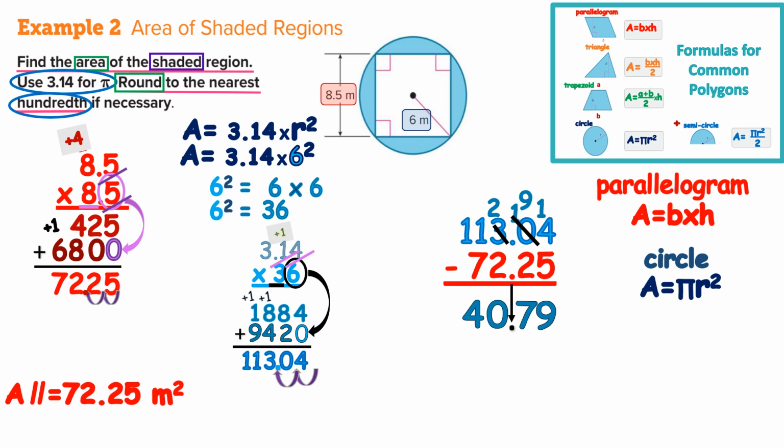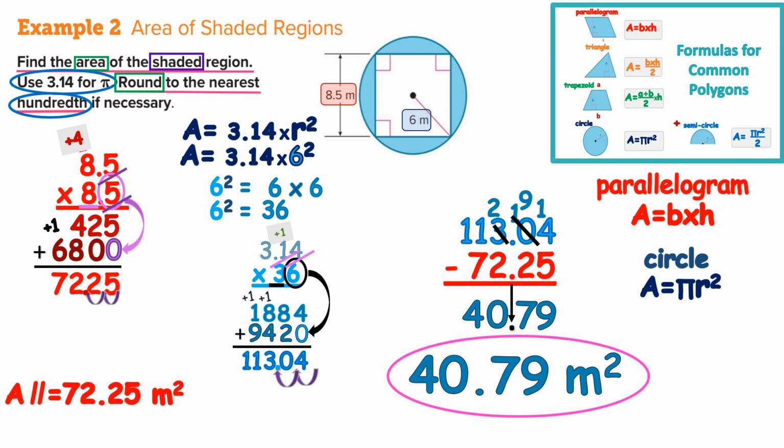So what we see is the area that is shaded, what's left over in the circle when I remove the square from it, is 40 and 79 hundredths square meters. Don't forget your label. Right? So we're just taking it a step further and being able to do other things with it other than just finding the area of composite shapes.